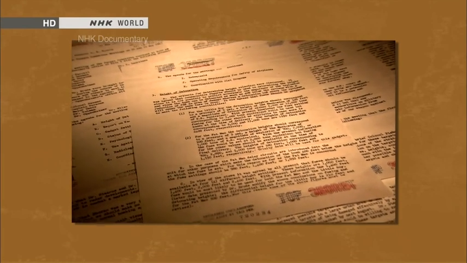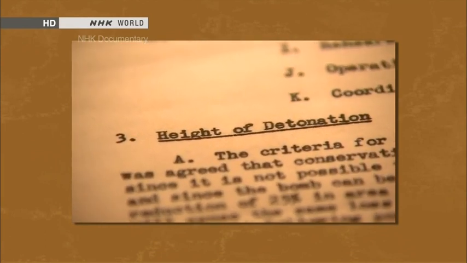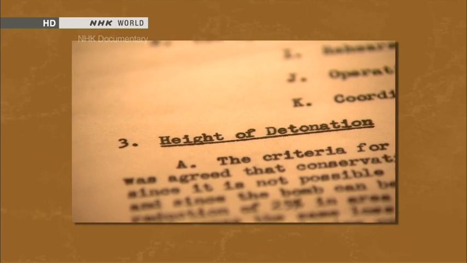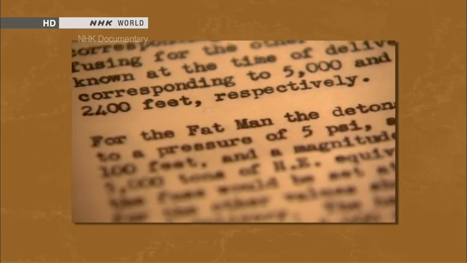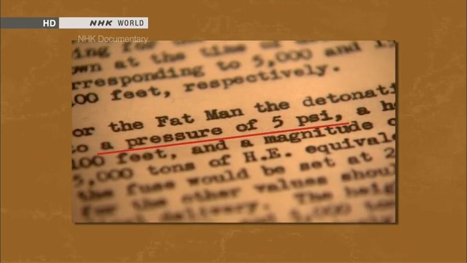To achieve the most effective destruction from the Mach stem, Washington intensively studied the optimum height at which to detonate the bomb. It takes 5 pounds per square inch of pressure to totally destroy a house. Altitude of detonation is the key to delivering this level of force.